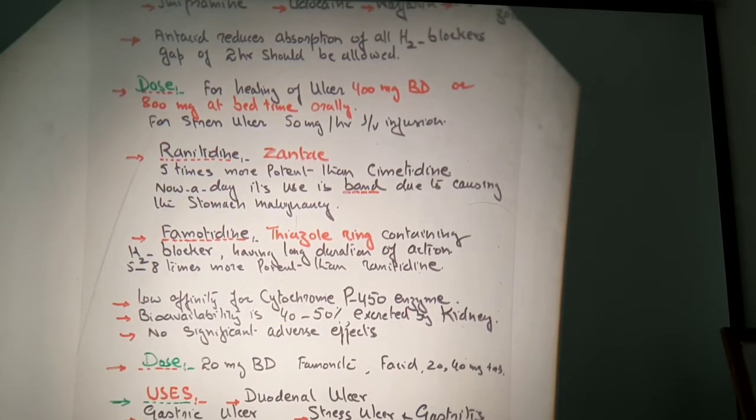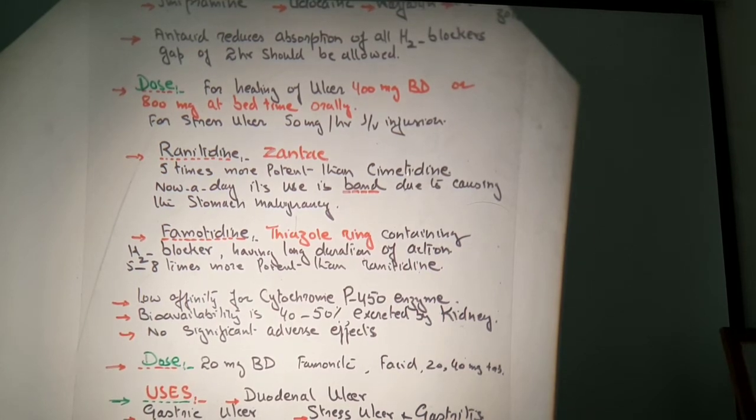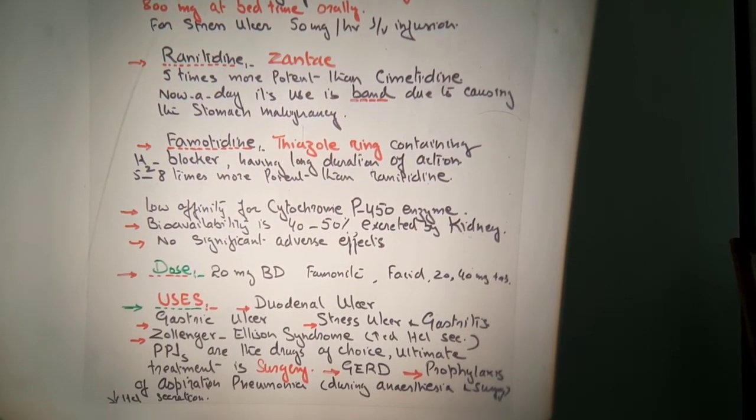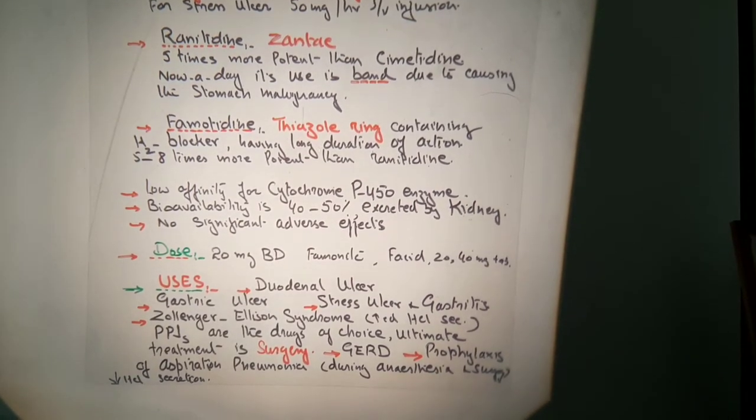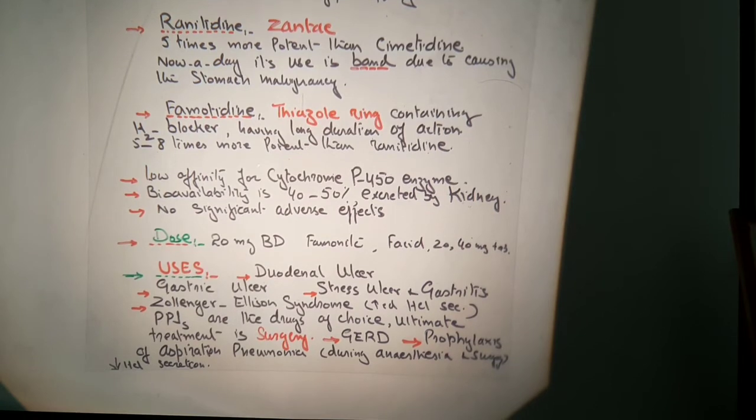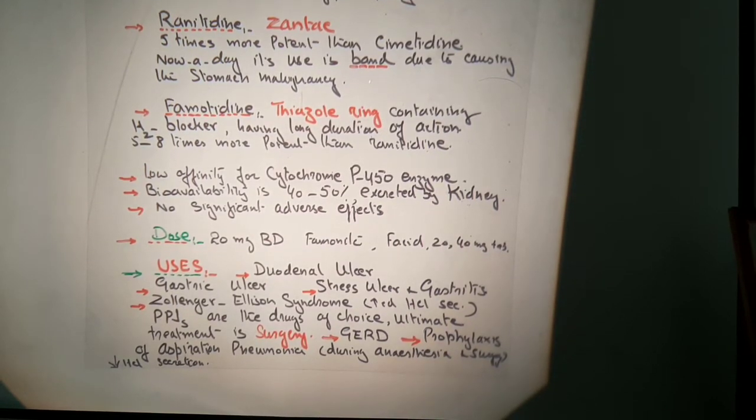Next drug is ranitidine, which is known as Zantac. It is 5 times more potent than cimetidine. Up till now, that drug could be used for peptic ulcer treatment. But nowadays its use is banned due to causing stomach malignancy, because there is ulceration. When the ulceration becomes severe, it converts itself into a tumor or malignancy. So ranitidine or Zantac is responsible for this stomach malignancy, and that's why nowadays its use is banned.